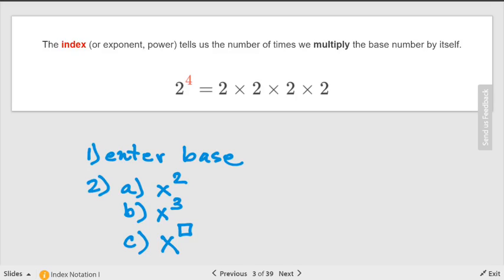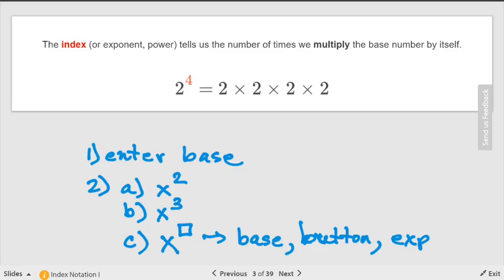If you have any others, you're going to use the x to the box button. So to use the x to that button, what you'll do is you'll put the base, then the button, and then the exponent that you want. Try that out and see if that works. You don't have to if you know it. If you're used to doing it.